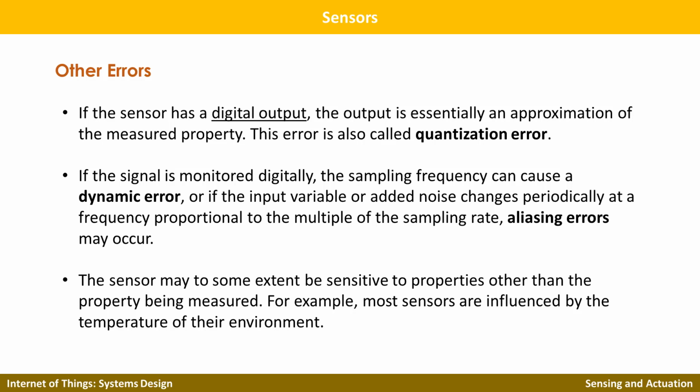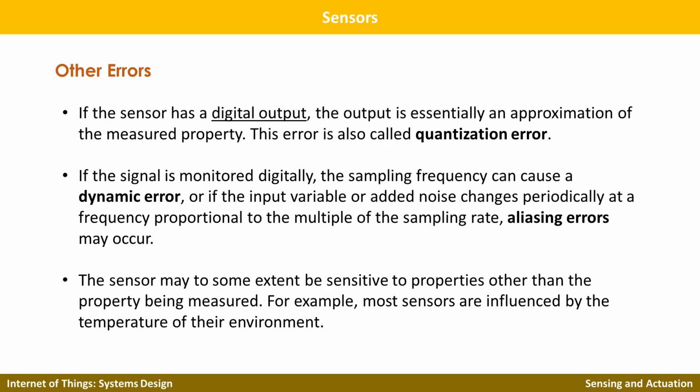There could be another type of deviation or error that could happen in sensor measurement. If the sensor has a digital output and the output is essentially an approximation of the measured property, then there is a difference between the actual value and the measured or quantified value because of the digital output. That small value is something called quantization error.